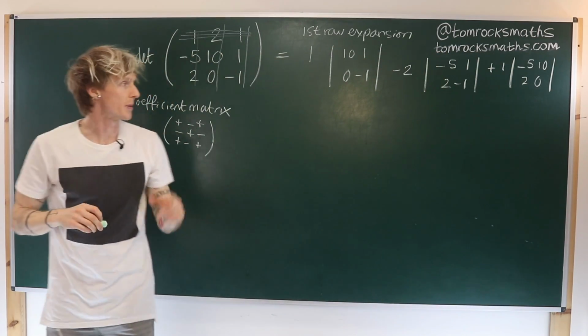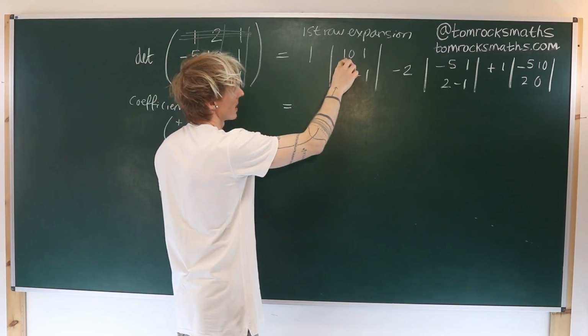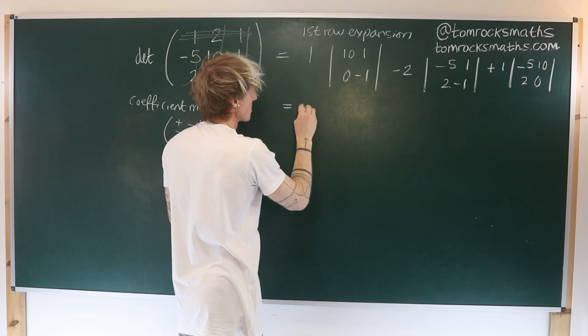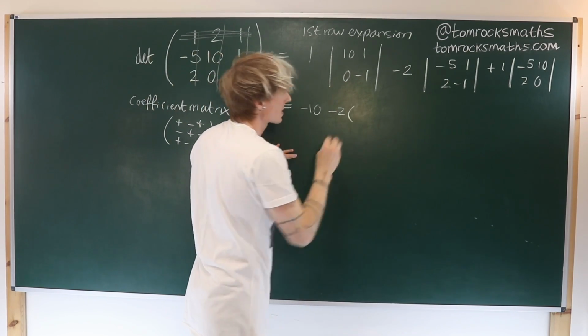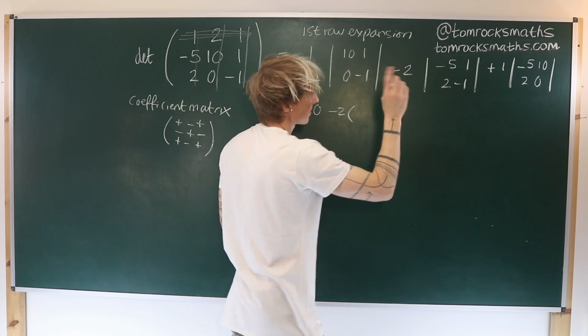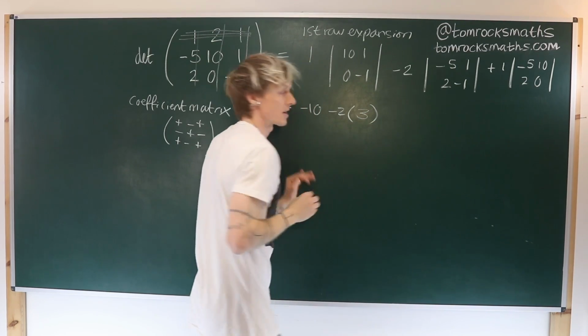Okay, so we now expand out the 2 by 2 determinants. We've got 1 multiplied by, top left, bottom right, minus 10, minus 0. So that's minus 10 in total. Then we have minus 2 times the 2 by 2. So minus 5 times minus 1 is 5, minus 2, so that gives you 3 for that 2 by 2 determinant.